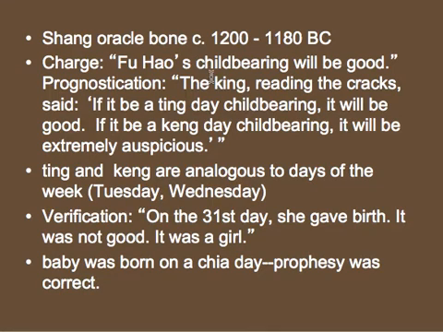So here's one about Fu Hao and Wu Ding. The question is, Fu Hao's childbearing will be good, right? That is, will she give birth to an heir, a male heir, or not? The king, reading the crack, said if it be a Ting day, which is a day of the week, it will be good. If it be a Kang day, it will be very good, extremely auspicious. Right? So Ting and Kang are days of the week. On the 31st day she gave birth, it was not good, it was a girl. Right? The baby was born on a different day of the week. Shows that the prophecy was correct.